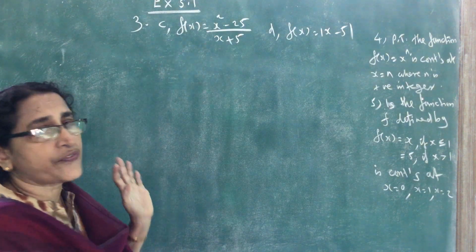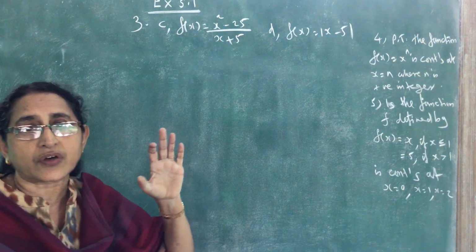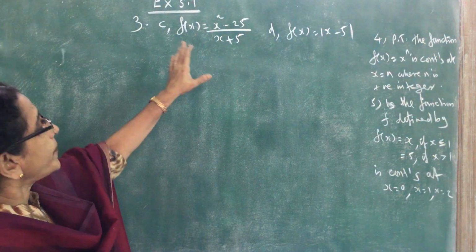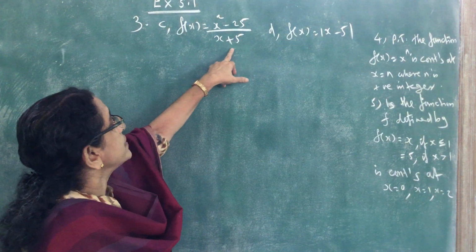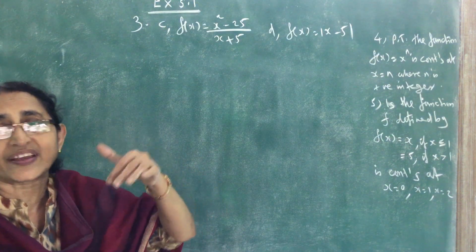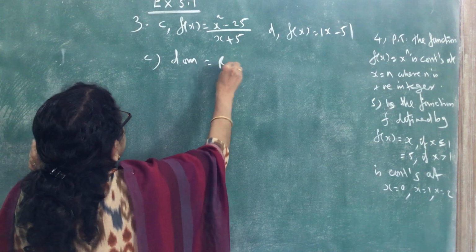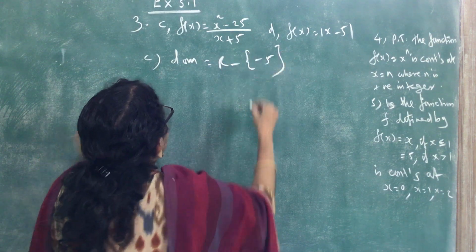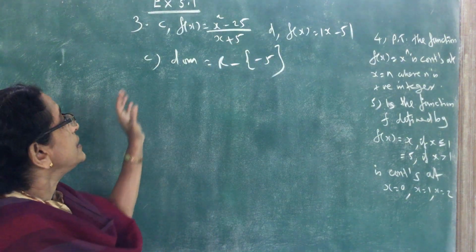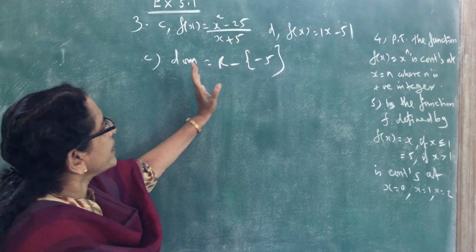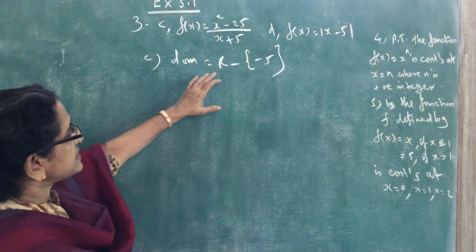So what is the domain of the function? It is a rational function. So if the denominator is 0, the function is not defined. So the domain of this function is the set of all real numbers except x equal to minus 5, because when x equal to minus 5, the denominator is 0. So here the domain is R minus the set negative 5. When x is equal to negative 5, that number should be excluded from the set of real numbers. When x is not equal to minus 5, the function is defined. That is the domain of the function.